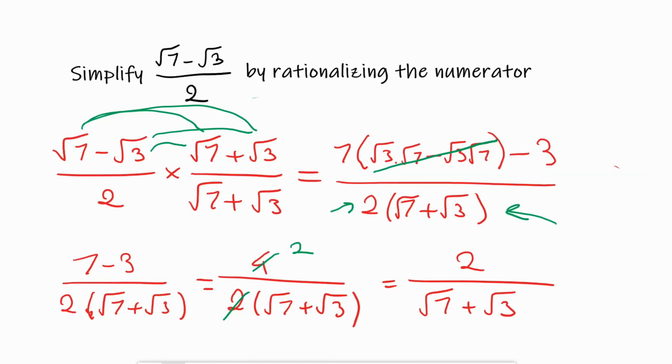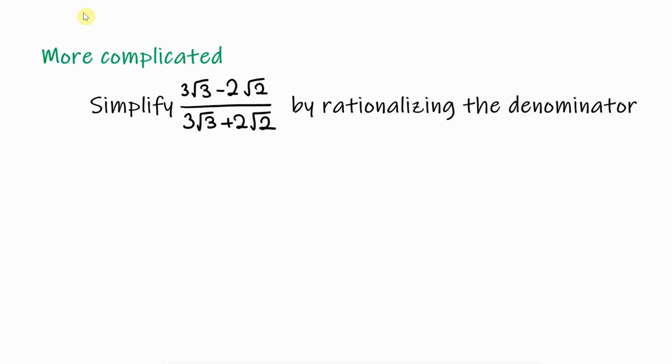Remember, this question was asking for rationalizing the numerator, so you don't have to worry about why we didn't rationalize the denominator. So from this point, I'm going to solve more of the complicated questions that you might see, more of level 4 questions for this section only. So one example is simplifying 3 root 3 minus 2 root 2 over the same thing but with the plus sign, by rationalizing the denominator. So we can start by literally writing it as it is.